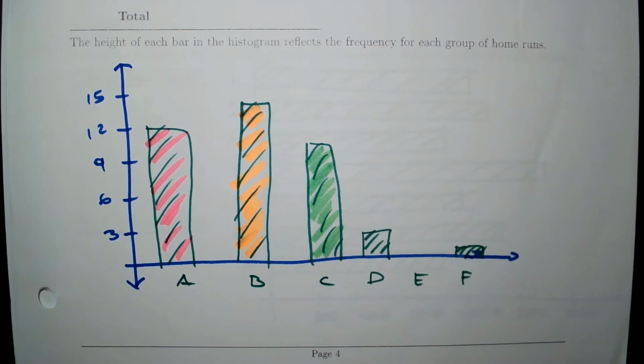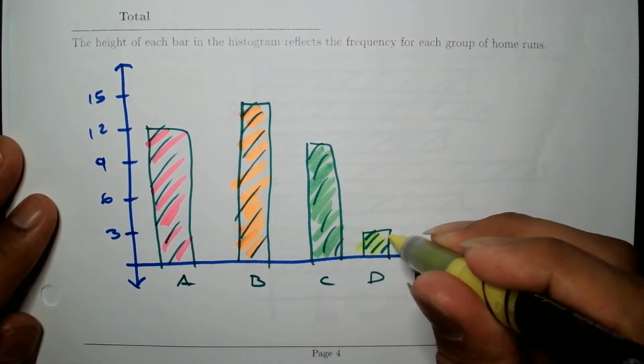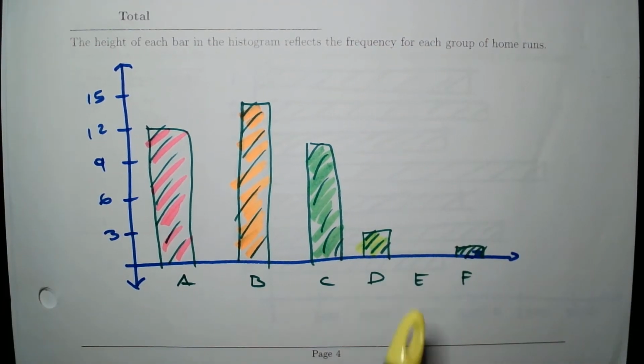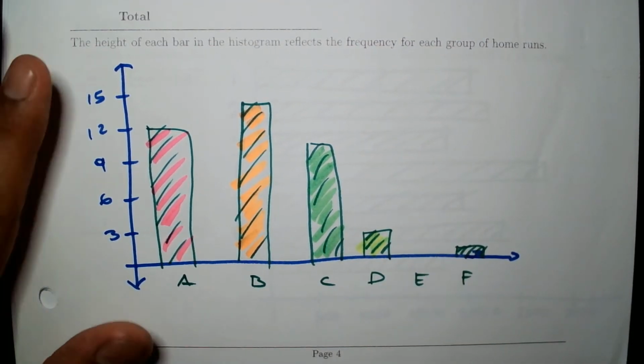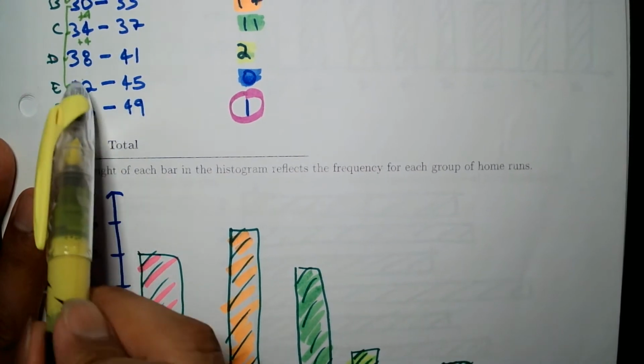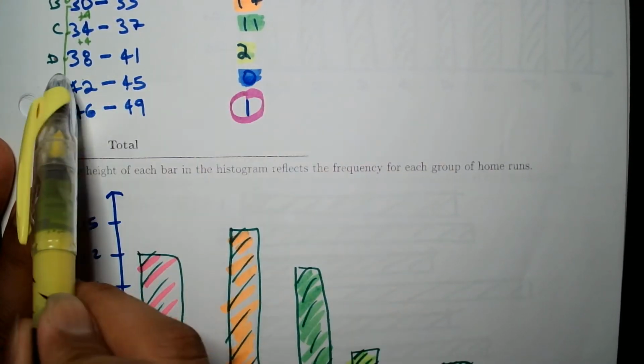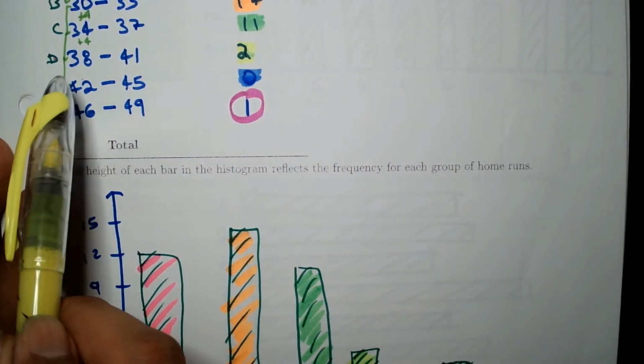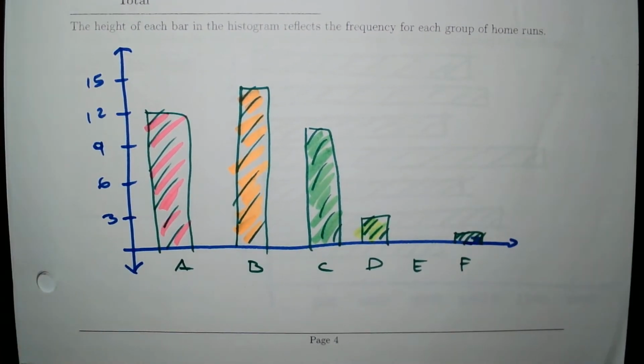Then for D we have yellow here. So there's this tiny one and no bar over here. Notice the absence of a bar, and that's because there's a 0 here. There's no observations between 42 and 45. And the last bar will be, of course, that of the purple one with only one single observation.